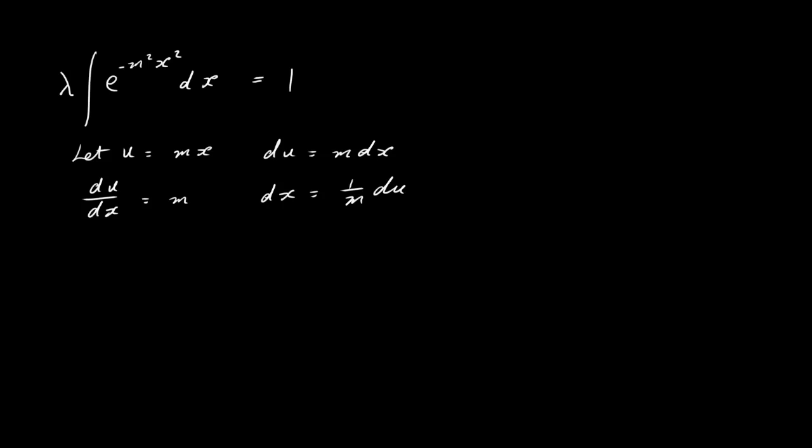We have our function here. Let's write it down again. So we've got lambda times the integral of, and remember this is from minus infinity to plus infinity, e to the power of, now remember u is mx, we have an mx squared here, and it's negative, so it's going to be e to the power of minus u squared here, and then I have a dx here, so that's 1 over m du, and that's going to be equal to 1.